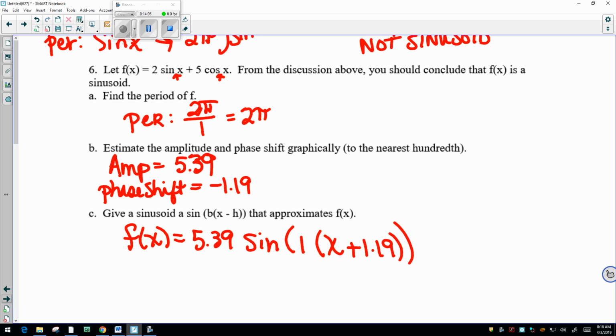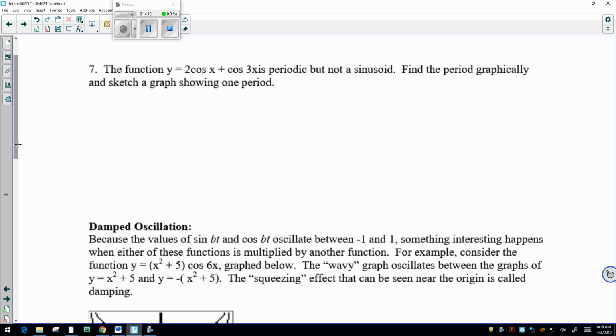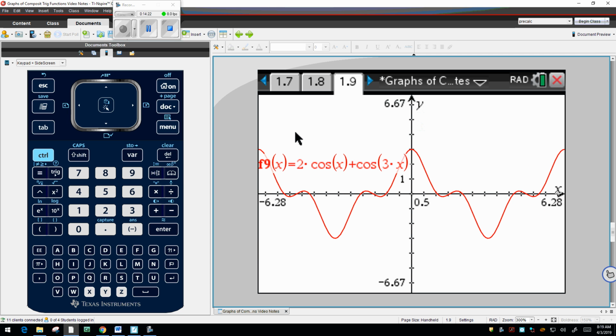Okay. So our next one we have here, it says the function is periodic but not a sinusoid, and it wants us to find the period graphically. So again, we're going to go back to the calculator. I have it graphed out in the window from negative 2 pi to positive 2 pi. And it says it is periodic but not a sinusoid. So periodic meaning, again, it has a constant repeated pattern, and I can see the repeated pattern.